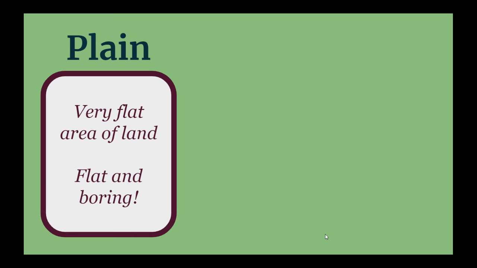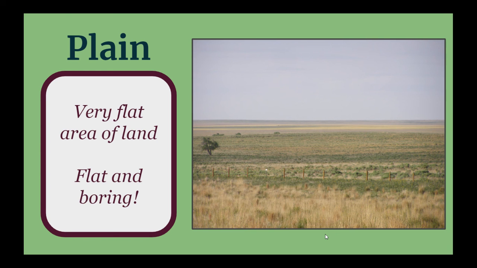The last feature we're going to learn in this video is a plain. A plain is a very flat area of land. I like to say that plains are very flat and boring. Even the name of this feature is boring, a plain, right? So here we have a photograph of a plain, and this is actually part of the Great Plains, which is in the middle of North America. You can see just how flat and boring this plain is.